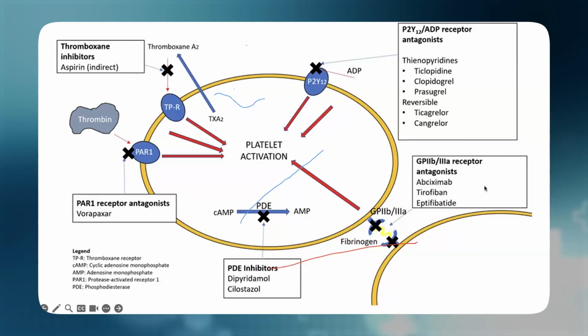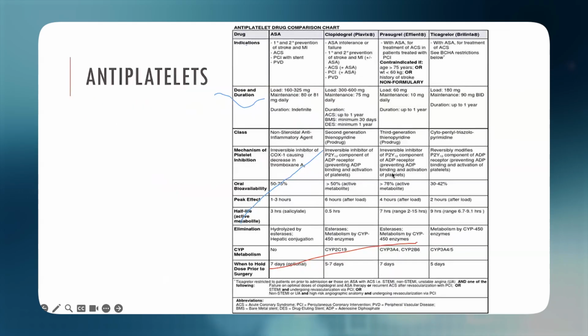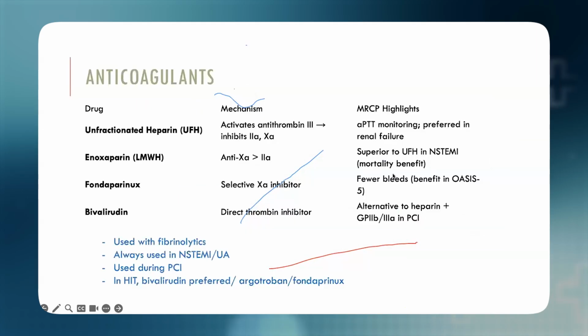GP2B3A receptor inhibitors are abciximab, tirofiban, eptifibatide. They are not routinely used in myocardial infarction. They are mostly used during PCI support and sometimes in NSTEMI. PCI support is the commonest use if there is heavy thrombus load. If there is no flow, we cannot put the stent. There is too much thrombus. We add eptifibatide or tirofiban to help us.